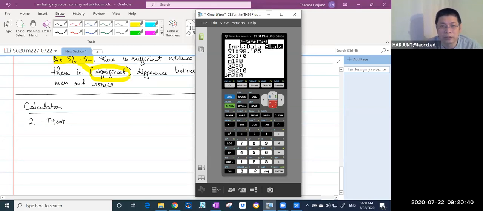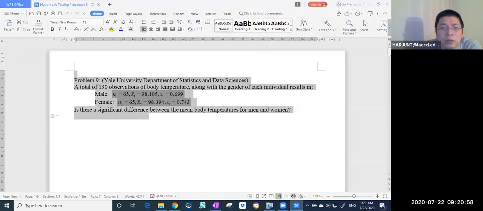Sample standard deviation 0.699. Sample size is 65. X bar 2.98394. And then 0.743.